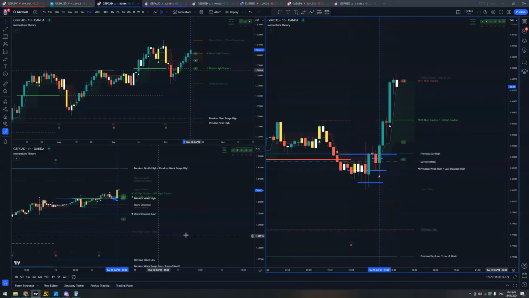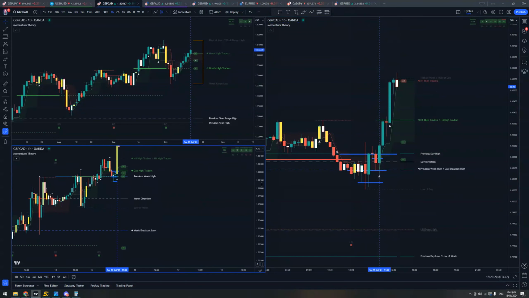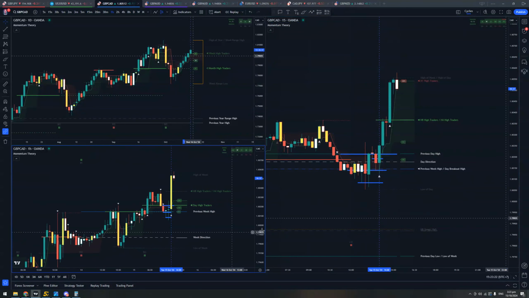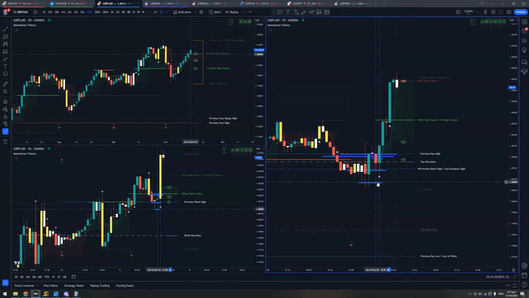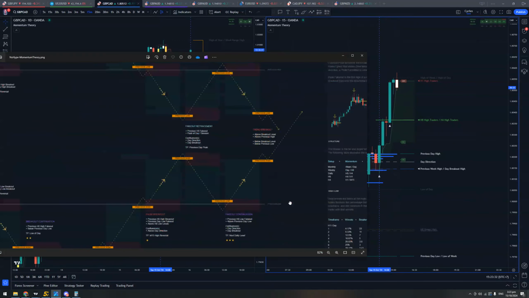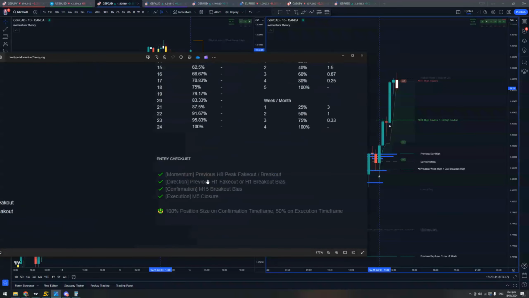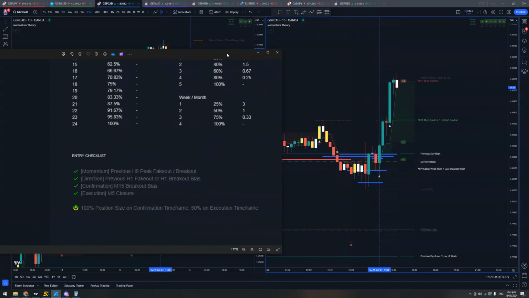So the M15 is bullish, and I'm also looking for H1 alignment. Whenever I take trades, I want the M15 and the H1 to be aligned. The last H1 bearish breakout bar is right here. And so I have the H8 fake out right here. I have the H1 traders on my side getting above that breakout level, and then I have confirmation on the M15.